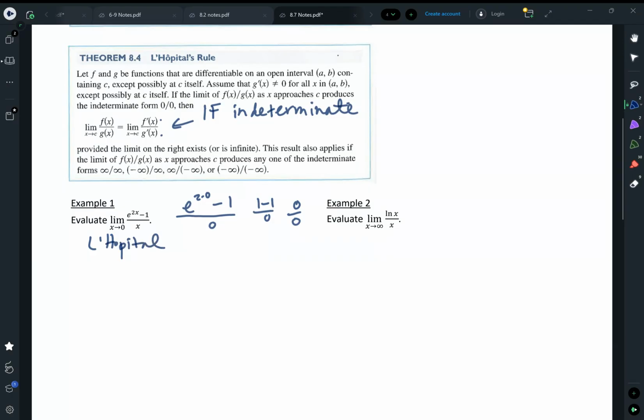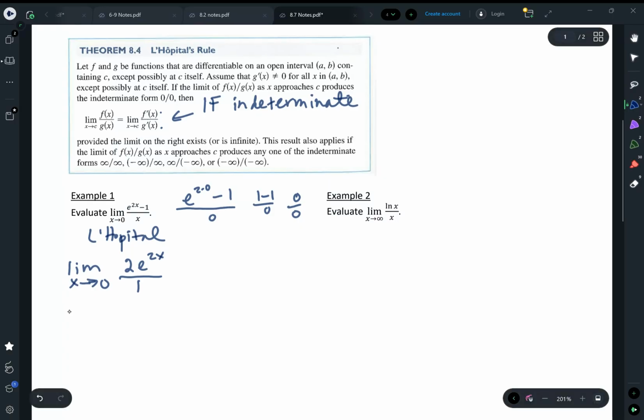L'Hopital's rule says keep this limit as x approaches 0, but take your derivative on the top and bottom. My derivative of the numerator: e to the power is still e to the power, but I have to do chain rule. The derivative of 2x is 2, so it's going to be 2e to the 2x. The minus 1 just becomes a 0 now. That's gone. And in my denominator, the derivative of x is just 1. So what I end up with now is just the limit as x approaches 0 of 2e to the 2x.